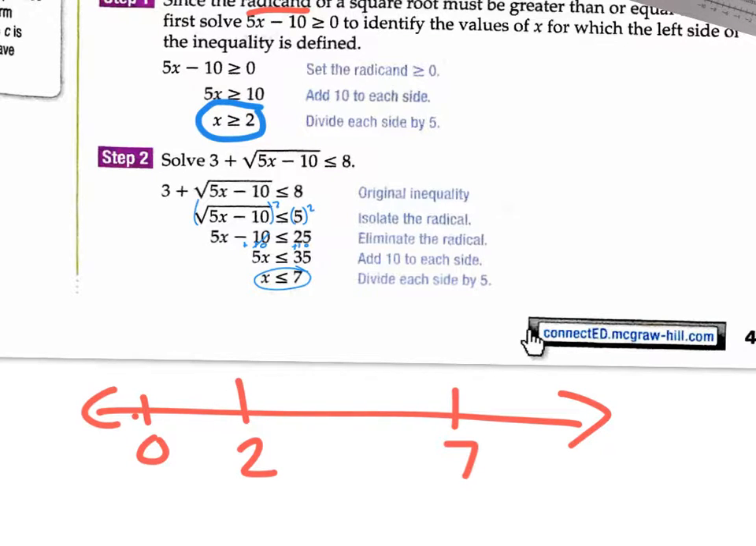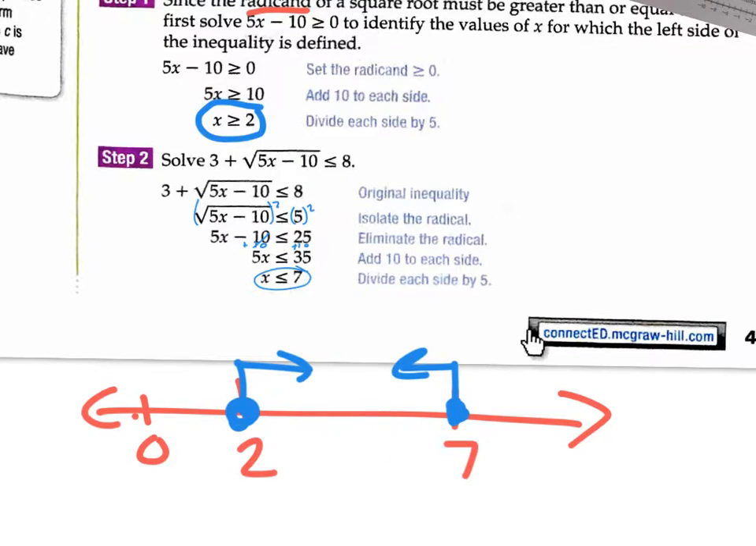X is greater than or equal to 2. Greater than or equal to would be a solid dot at 2 going that way. And the other one's x is less than or equal to 7. Solid dot at 7 going this way. So we're assuming that the answers are in here, because that's what these answers are.